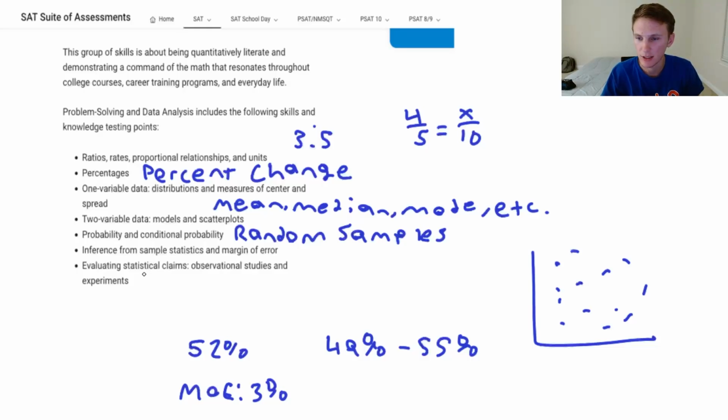And then evaluating statistical claims, observational studies, and experiments. Those are just common sense questions where they're going to give you some sort of scenario, and you're asked to interpret it. So again, nothing too crazy. Go in the practice test and you'll identify them when you see them, and just practice those stats type of questions. Trust me, these are the easiest thing we've done so far. If you can handle the algebra and the quadratic and the exponential stuff, this should be a breeze.